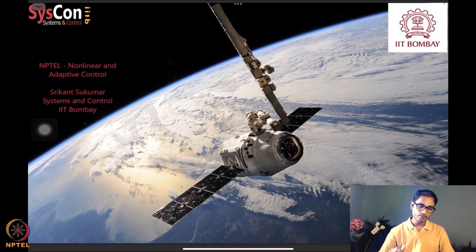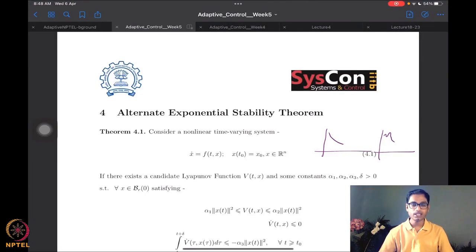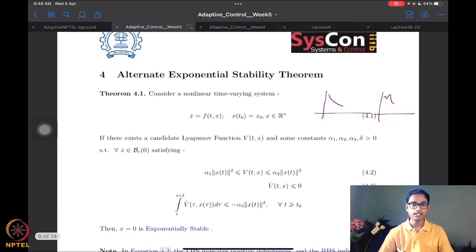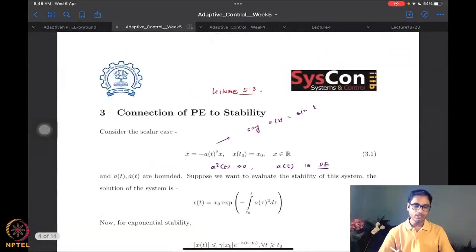So what we have been doing in this week and in the last class also is basically looking at persistence of excitation and trying to connect it with stability of parameter identification algorithms.